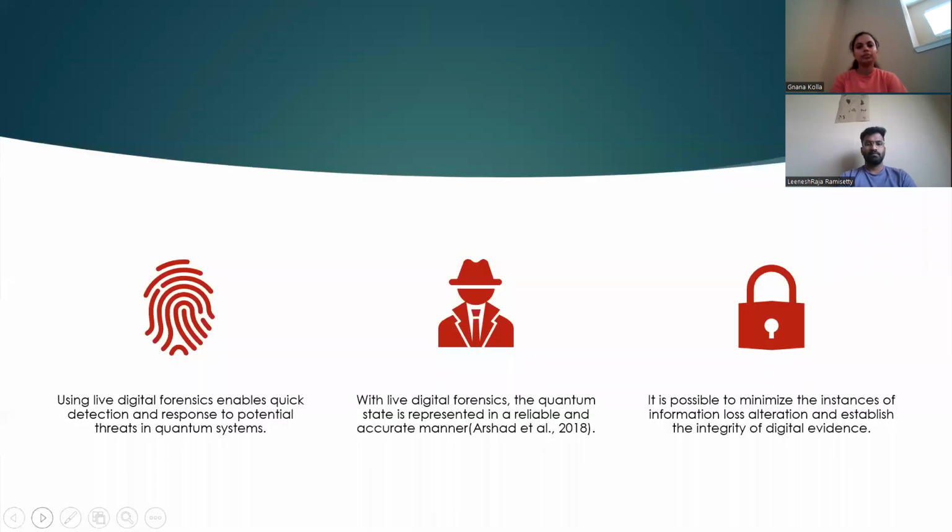And coming to the next slide, here we are using live digital forensics to enable quick detection and response to potential threats in quantum systems by using fingerprints. And with live digital forensics, the quantum state is represented in a reliable and accurate manner. It is also possible to minimize the instances of information loss and alteration, and establish the integrity of digital evidence.